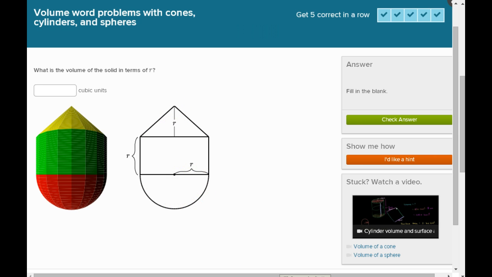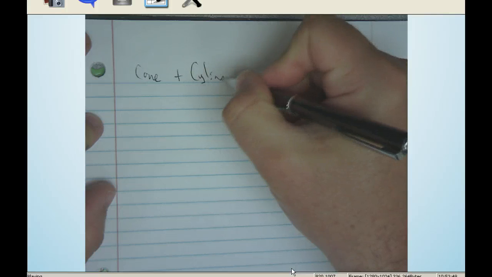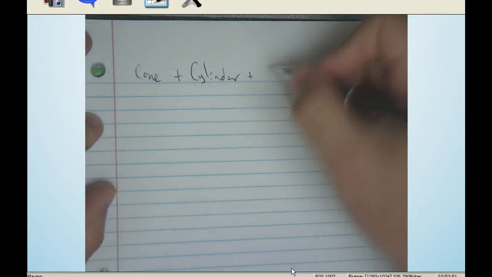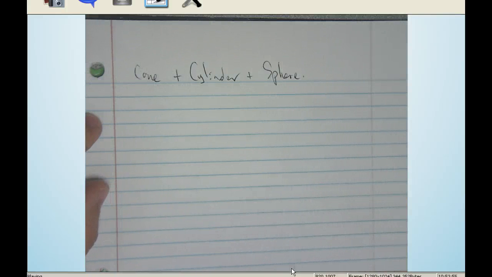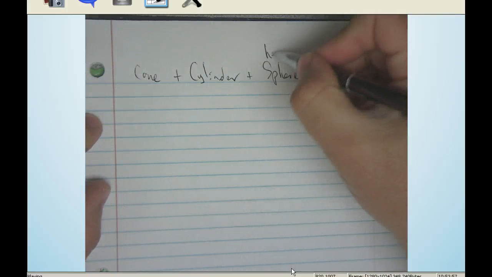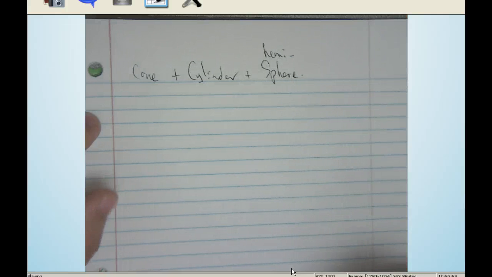So let me go to my pencil and paper here, and I'll show you what I'm talking about. I've got my cone on top, and I'm going to find its volume. And then I'm going to add in my cylinder, that's the part in the middle. And then I'm going to add in my sphere, which is the part on the bottom. And that really is a hemisphere, right? A hemisphere, which is a half sphere.